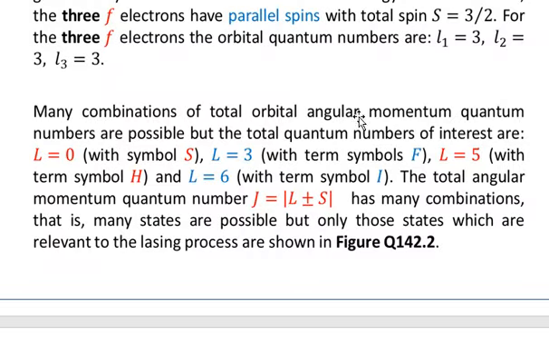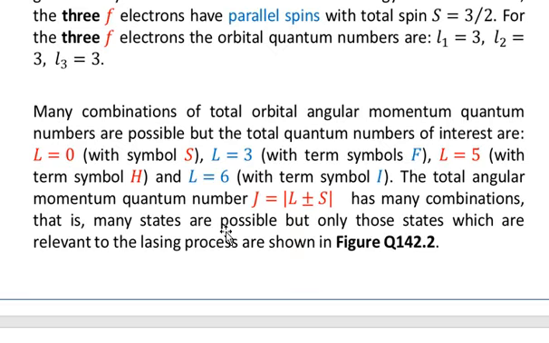Many combinations of the total orbital angular momentum quantum numbers are possible, but the total quantum numbers of interest are capital L equal to 0 with term symbol capital S, capital L equal to 3 with the term symbol capital F, capital L equal to 5 with the term symbol capital H, and when capital L is equal to 6, the term symbol is capital I. The total angular momentum quantum number capital J, which is given by J is equal to mod of L plus minus capital S, has many combinations.